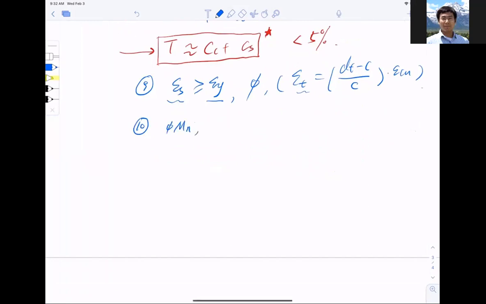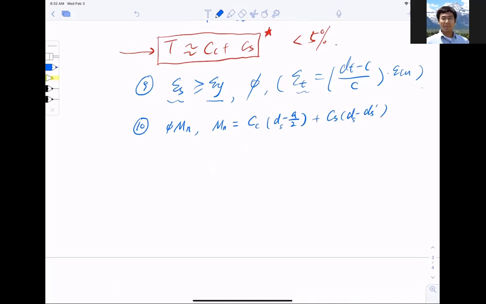Mn. Now, since it's a doubly reinforced section, Mn is a little bit different as well. Mn is no longer equal to T times (d minus half a). It becomes Cc, the concrete compression force, times (ds minus half a), plus Cs times (ds minus ds prime). So folks, if I sometimes say d, that is ds all the time.